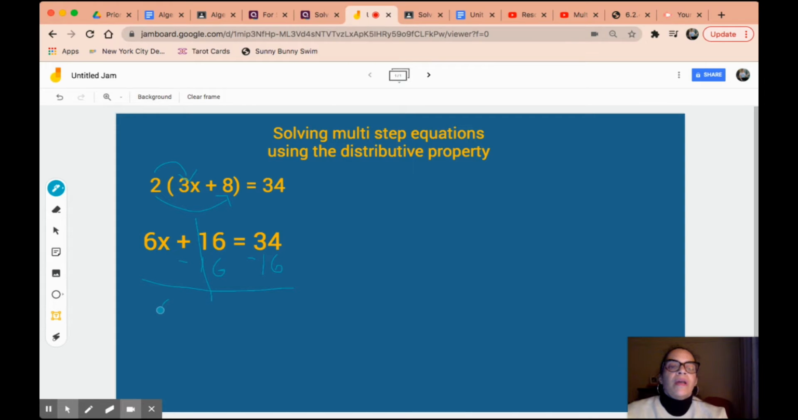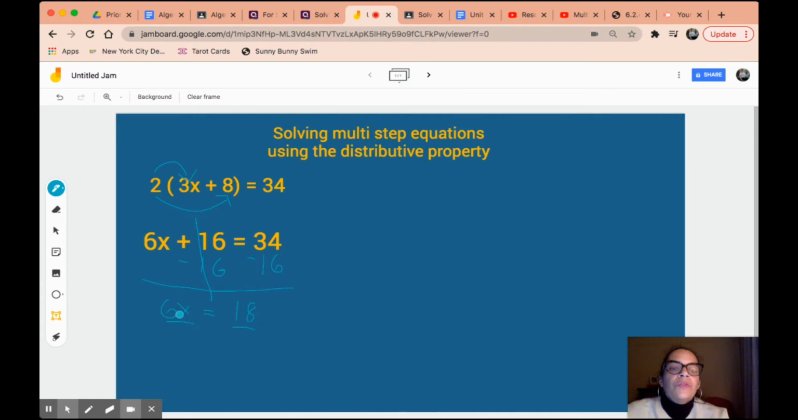And here we are left with the 6x. And then 34 minus 16 is 18.